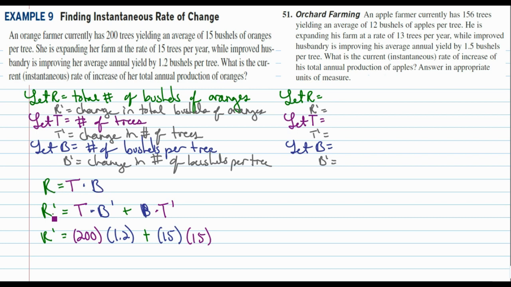If we take the derivative of that, we get how fast the bushels of oranges are changing for her total production. And we use the product rule. So we get, this is 465 bushels per year. So in other words, right now she's got 200 trees yielding 15 bushels of oranges. Next year, she's going to have 215 trees at 16.2 bushels per tree. That's going to increase her yield by 465 bushels per year.